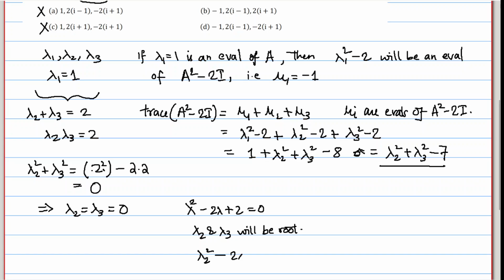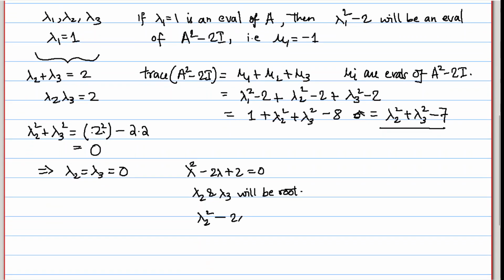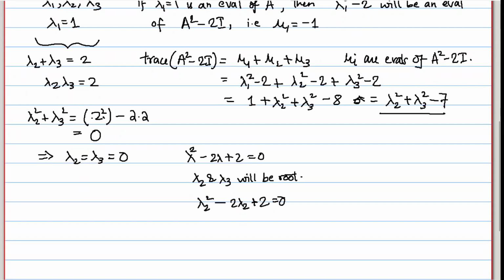Now, 1 minute. Minus 2 lambda, minus 2 lambda 2. Now we need the value of lambda 2 square minus 2, plus 2 equal to 0. What is the root? We need the value of lambda 2 square minus 2. Don't find the roots. Our intention is to find the values of lambda 2 square minus 2, no?